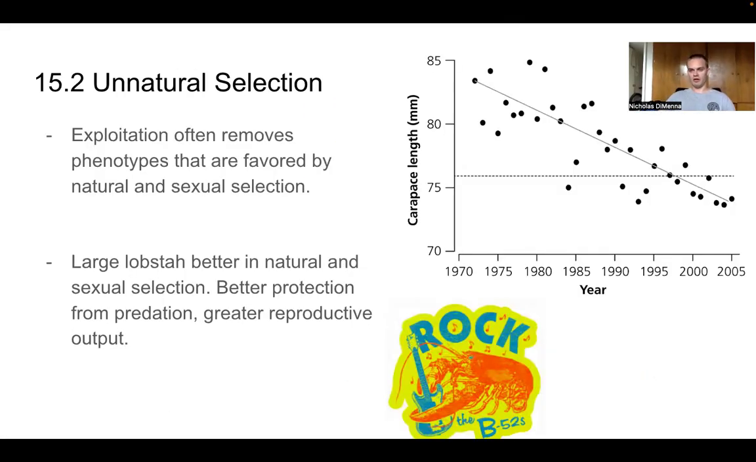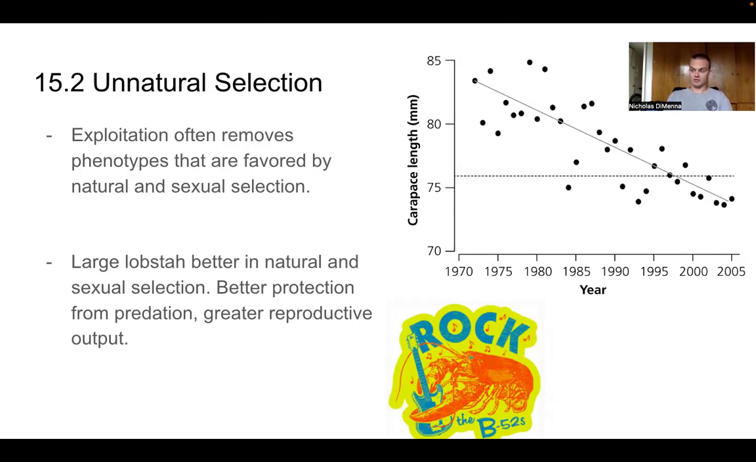Now we're going to talk about unnatural selection, and we're going back to the rock lobsters for this. Unnatural selection is essentially that we don't just exploit a random portion of these populations. We're not randomly sampling lobsters to take out of the population. We want the big ones, or, as we'll see in the next example, we want a specific phenotype that is often advantageous in nature when we consider natural selection and sexual selection.